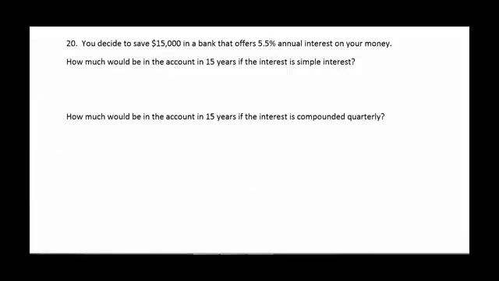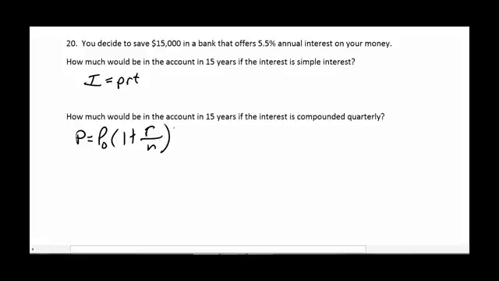All right, simple interest versus compounded interest. Let's remind ourselves of a couple of formulas. I equals PRT would be our simple interest formula, and our compounded interest would be P equals P naught times 1 plus the interest rate, so R over N, raised to N times T.